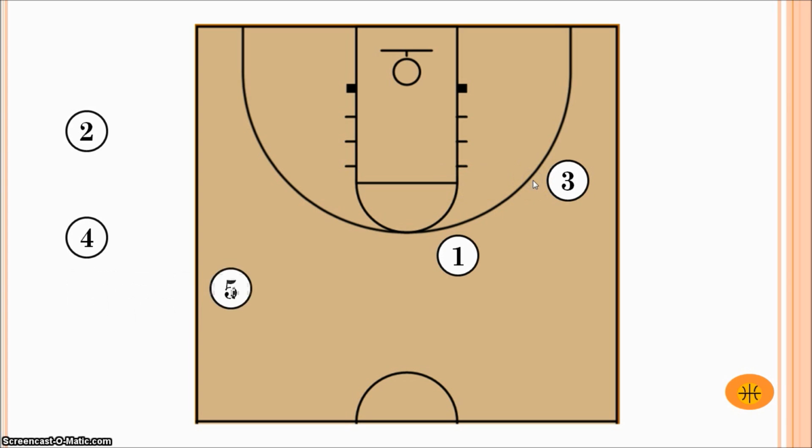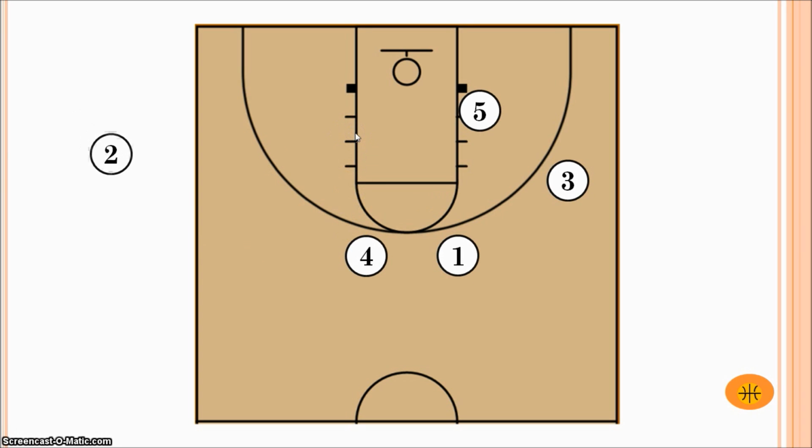Our 5, or our big man, is located in the post, not on the block, but a step or 2 above it. Notice the triangle that the 1, the 3, and the 5 make. These numbers start this way so that we know that the odd numbers are starting on the right-hand side of the court. The other 2 players, the 4, begins on the other lane line extended, and the 2 begins on the other free throw line extended. These are our starting positions.